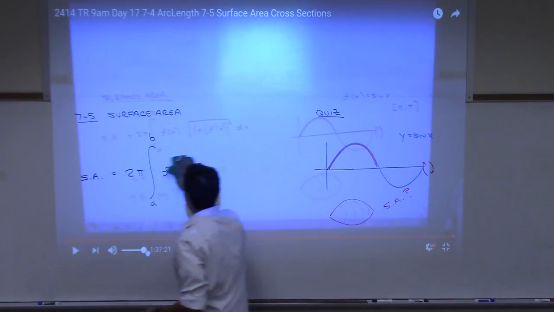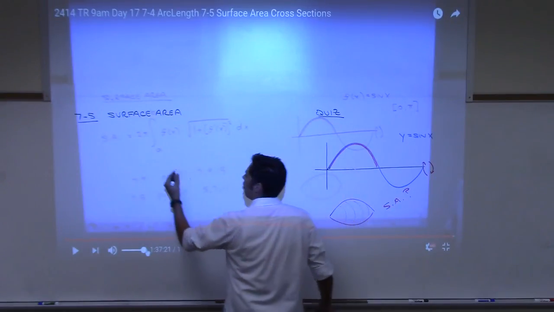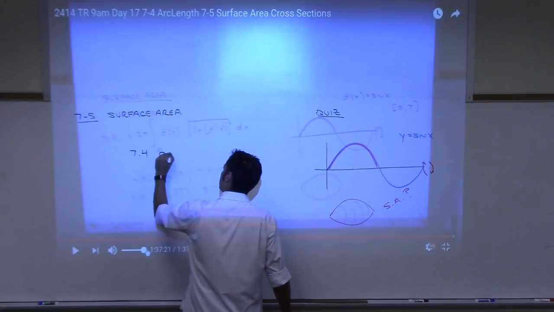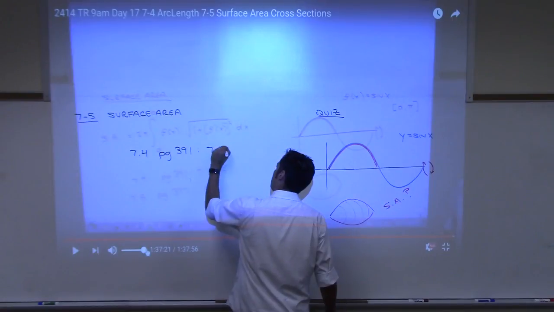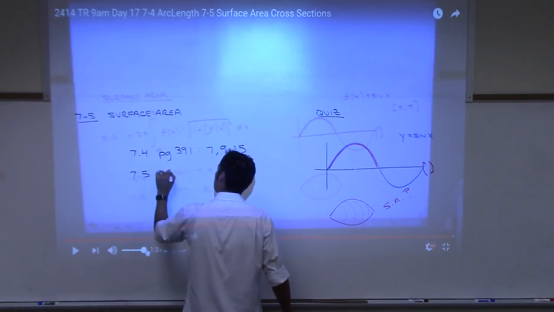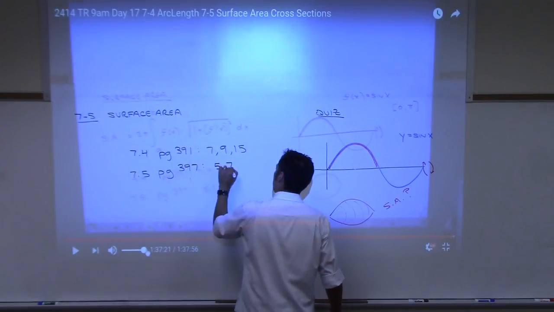I'll write it down again because it's hard to see. But for 7.4, page 391, problems 7, 9, and 15. And then from 7.5, page 397, problems 5, 7, and 11.